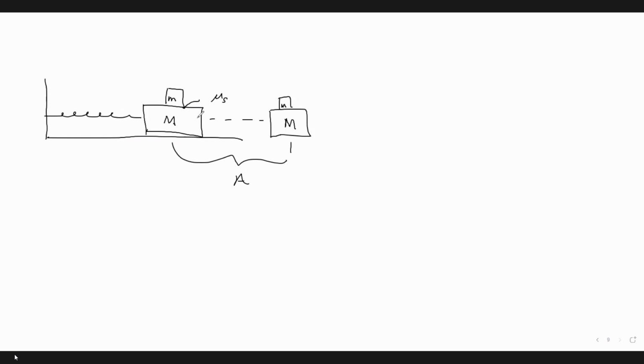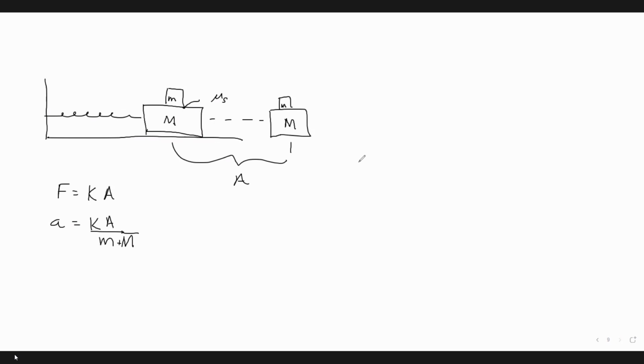Well, the force is going to be K times A. Therefore, the acceleration of these two blocks is equal to KA over little m plus big M, because it's the total mass. I'm assuming these two are stuck together because of friction. Now what we want to do is, given this acceleration, what is the frictional force between the blocks?